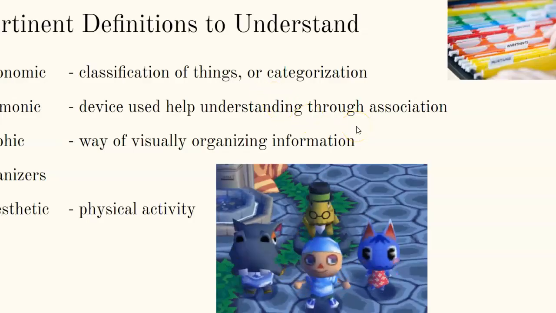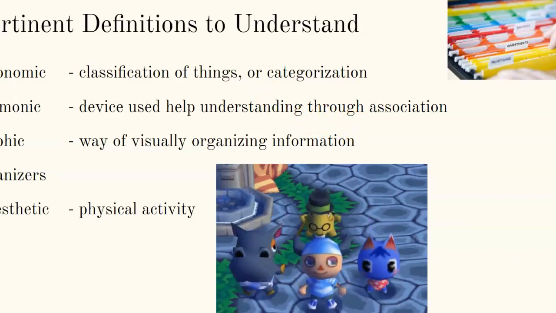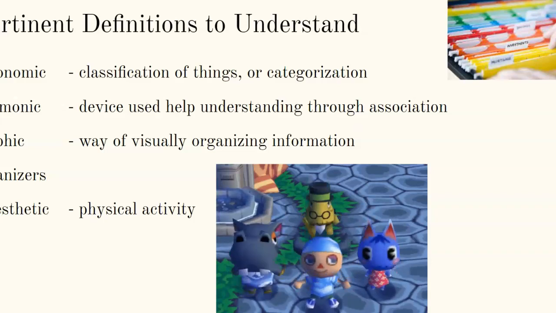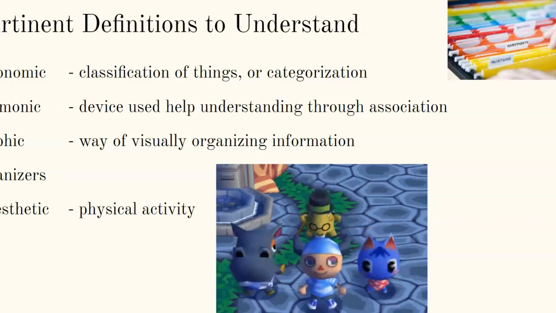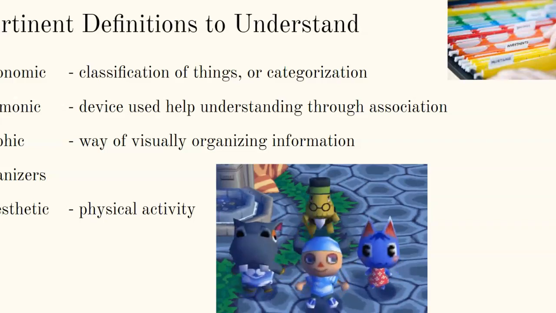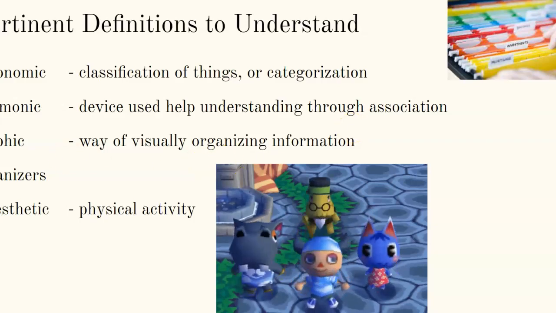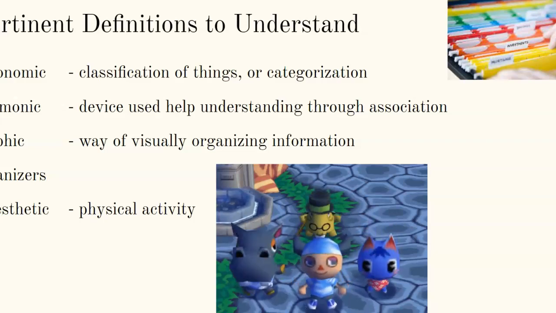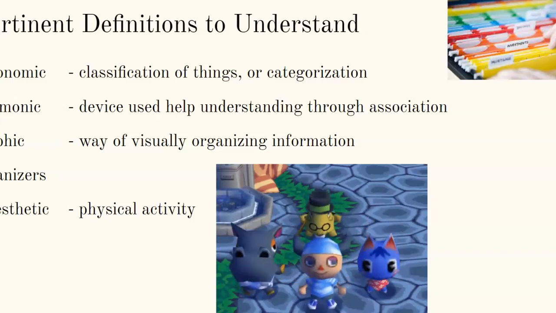Some pertinent definitions to understand. To help you understand this particular strategy, some keywords to define will be the words taxonomic, mnemonic, graphic organizers, and kinesthetic. Taxonomic pertains to the classification of things and is normally used in biology. Mnemonic is any device used to help the understanding of a concept using an association to something else. It could be a saying, abbreviation, or auditory. Graphic organizers are a way of visually organizing and compiling information, and kinesthetic is another term for physical activity.